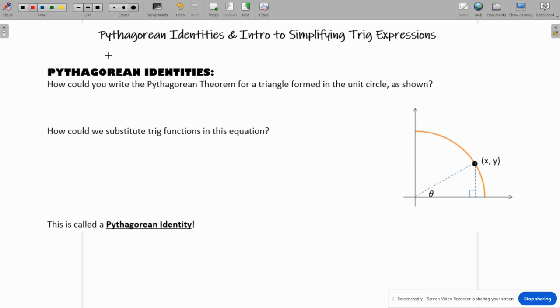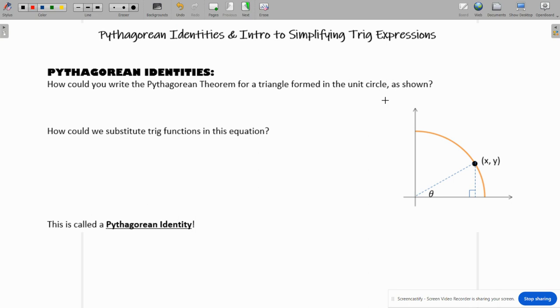This tutorial is going to be about Pythagorean identities and simplifying trig expressions. This is our new unit, and Pythagorean identities are three different identities that are going to be really important when it comes to simplifying expressions. You can see over here I have a quarter of the unit circle. It says, how could you write the Pythagorean theorem for a triangle formed in the unit circle below?